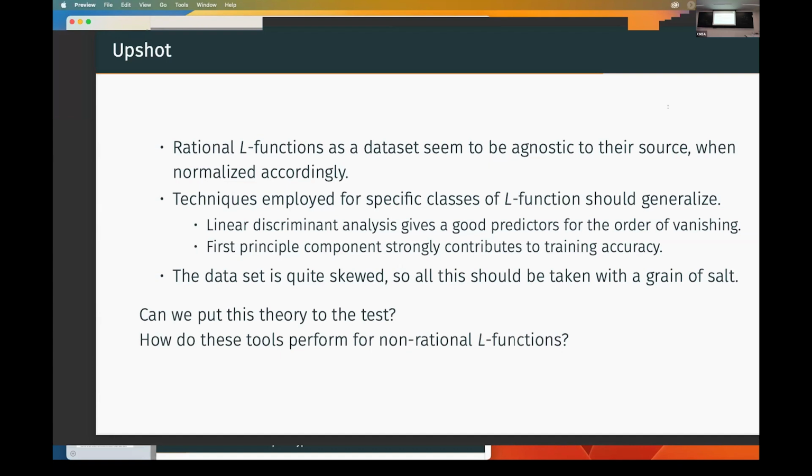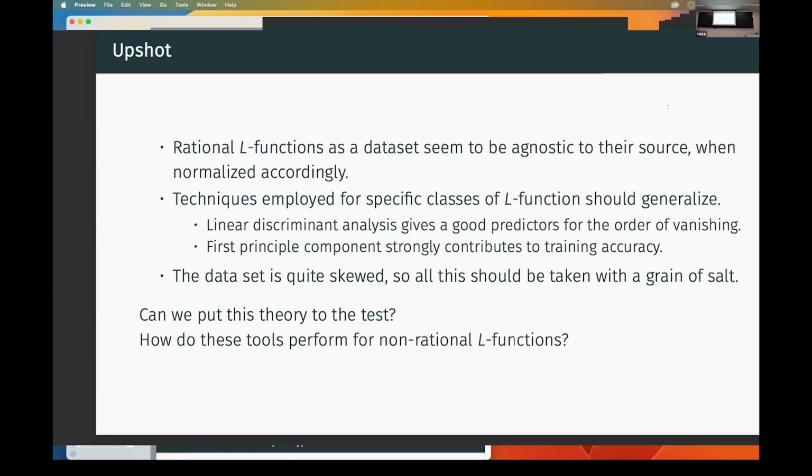Now, I'm running out of time, and I still want to have one more story to tell you, which is that now that we have these, you would like to apply the same techniques to other L-functions, because like I already told you, nothing here depends on the source. So one question: can you apply this to non-rational functions? And so this introduces a data set called Maass forms.